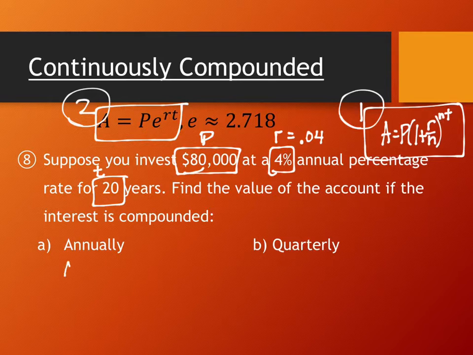So this is A equals, the P is the 80,000. I have 1 plus my R was 0.04 over N. What is N if it's annually compounded? 1. Yeah, it's 1 time a year. So over 1 to the nt, which would be 1 times the t, which is 20.